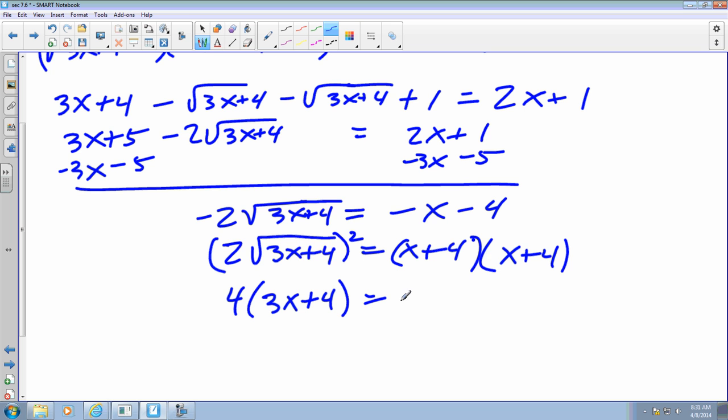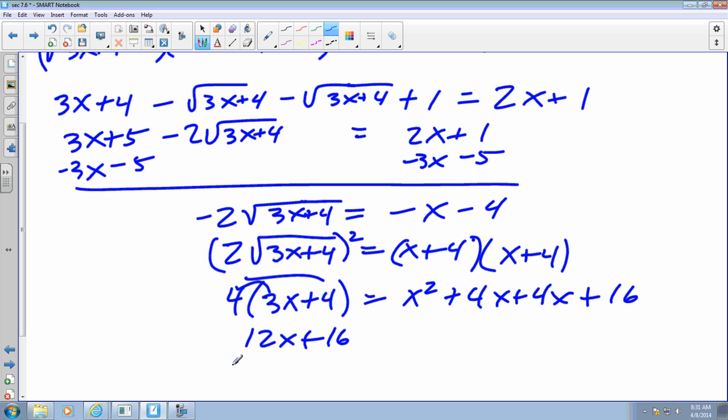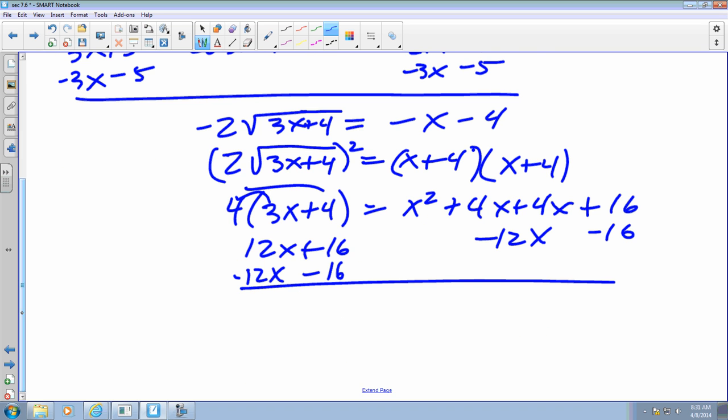On this side, foiling, I get x squared plus 4x plus 4x plus 16. Distribute: 12x plus 16. I'm going to minus 12x from both sides. I'm going to minus 16 from both sides. So on the left side, I get 0 because I subtracted off both of those. On this side, I get x squared. 4x plus 4x is 8. 8 minus 12 is negative 4. And 16 minus 16 goes away.